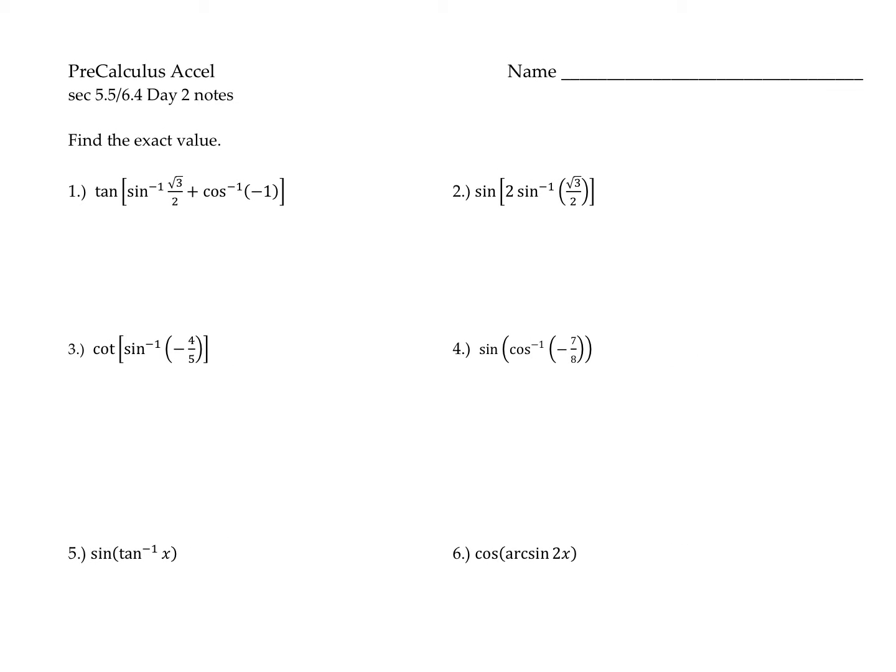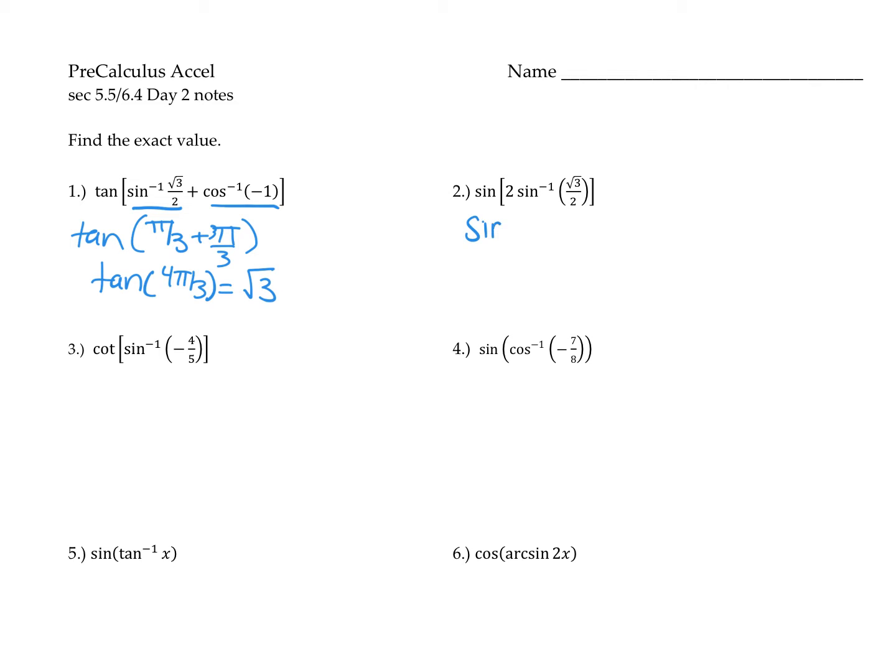So in this problem, I'm going to work on this composition from the inside out. So I'm going to find what the sine inverse of root 3 over 2 is, which is pi over 3. I'm going to find the cosine inverse of negative 1, which is pi. Then I'm going to find the tangent of this. Well, I got to add them together. So this is the same as 4 pi over 3. So I'm going to find the tangent at 4 pi over 3, which would be root 3.